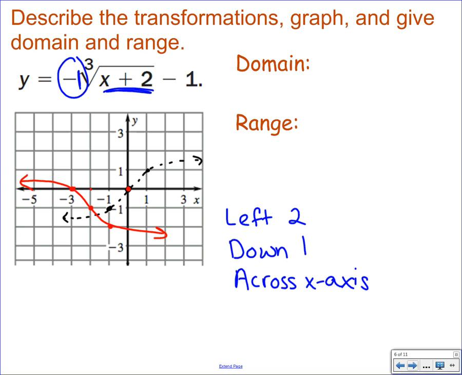Normally, if I didn't flip it across the x-axis, I'll put that in green, your curve would have looked like this. Your curve would have looked like that if you didn't do any flipping. If you flip, it goes across the other way.